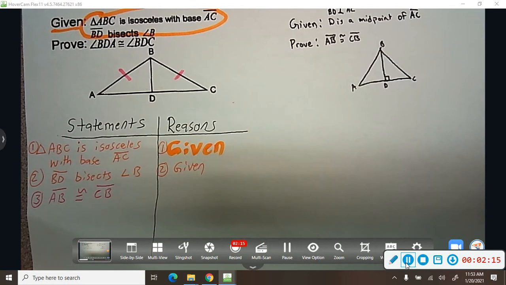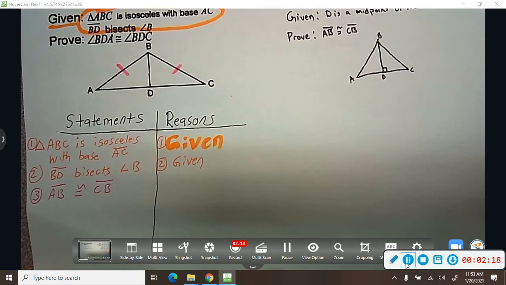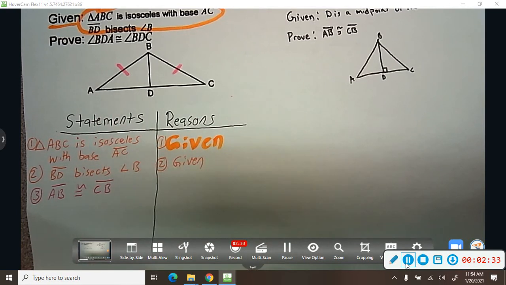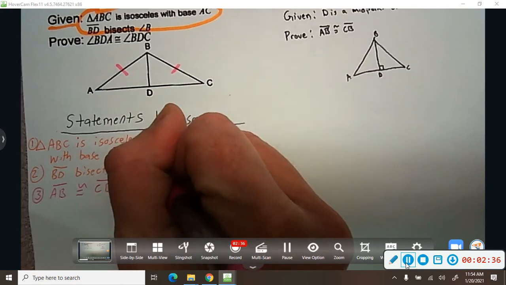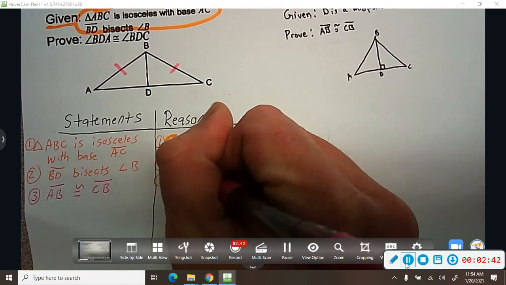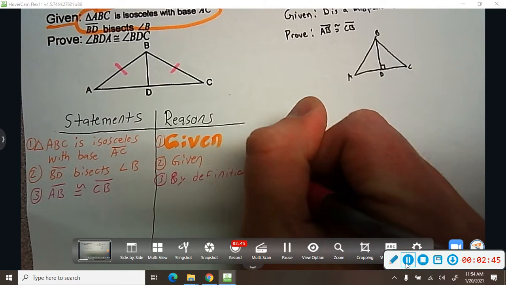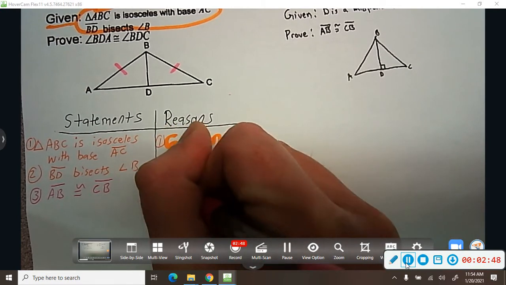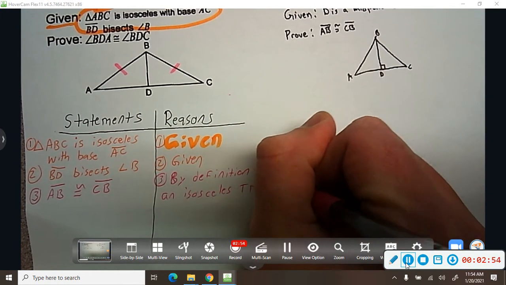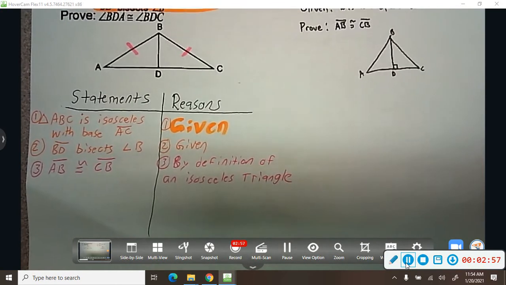How do I know that? Well, there's many ways you could write this down. There's not just one way, but pretty much you're just going to say, because that's what an isosceles triangle is. Okay? If you have an isosceles triangle, you have two sides congruent. We know that those two sides are congruent. Why? Because they're isosceles. So there's many ways to write this, but you could just say, by definition of isosceles triangle, so there's more than one way to put that.